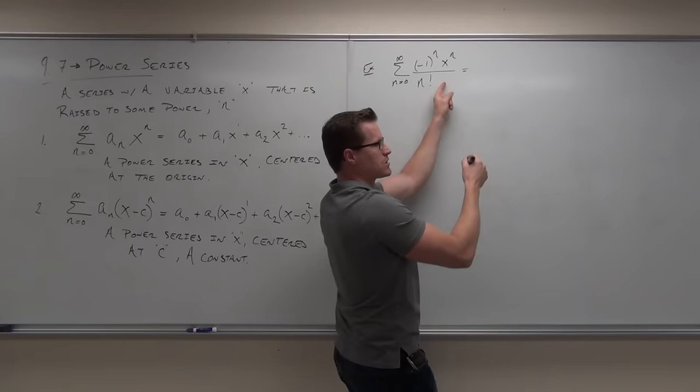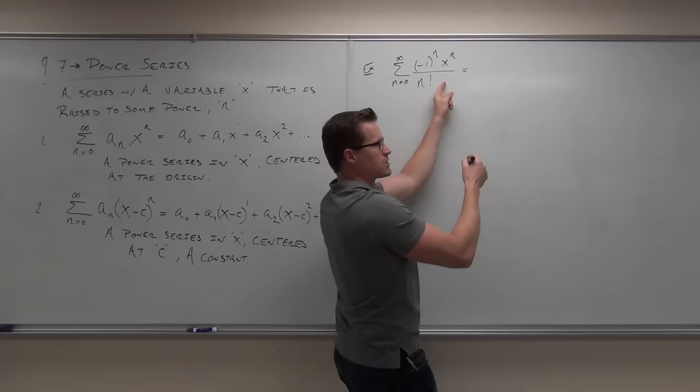So far what we know is that our power series represents a function, no problem. We've used our ratio test to say that this power series is going to converge when the absolute value of x is less than 1 for sure. So basically, when x is between negative 1 and 1, what that says is the radius.